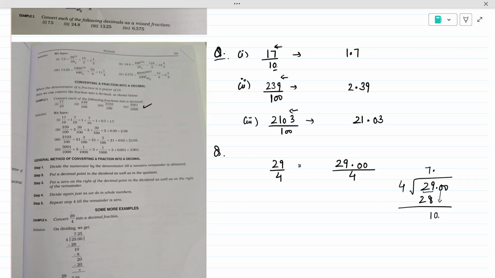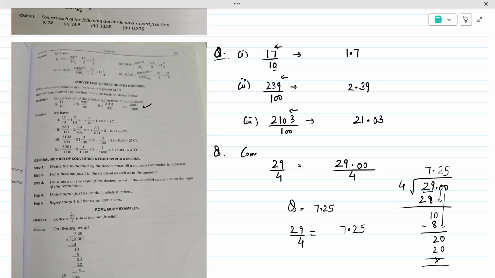So we have 10 here. Just do the normal division. 4 into 2 is 8. So 10 minus 8, we have 2 again, and again take down this 0. So this will be 20. 4 into 5 is 20, and in the remainder we will have 0. So what is the quotient here? When we are dividing this, that is 7.25. So the answer of 29 by 4 as a decimal is 7.25.